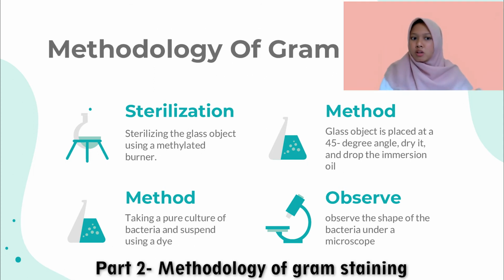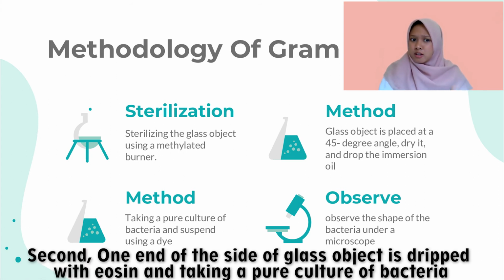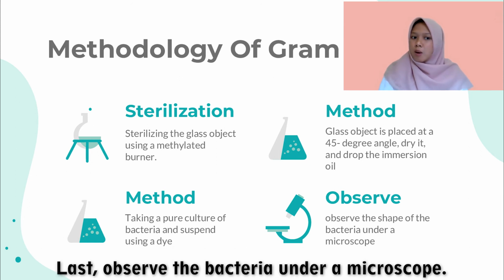Part 2. Methodology of negative staining. First, sterilizing the glass object using a methylate burner. Second, one end of the side of the glass object is draped with eosin and taking a pure culture of bacteria. Third, the glass object is placed at a 45-degree angle, dried, and the immersion oil is dropped. Last, observe the bacteria under the microscope.